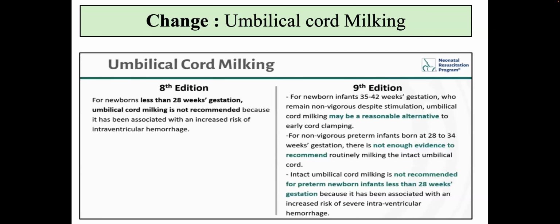So the 8th edition, for the newborn less than 28 weeks gestation, the umbilical cord milking is not recommended. That's the only statement which was given in the 8th edition, but now they have split that into 3 categories. So if a baby is not vigorous, then only you think of cord milking. In that segment of babies which are 35 to 42 weeks, you go ahead and it can be a reasonable alternative. In babies between 28 to 34 weeks, there's not enough evidence. So it's an individual assessment as to whether you want to use this method or not.